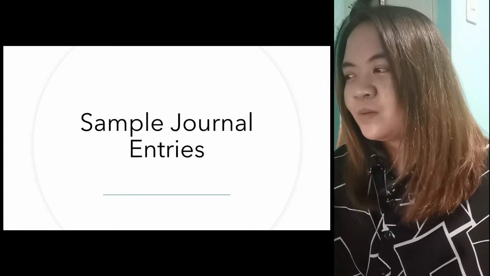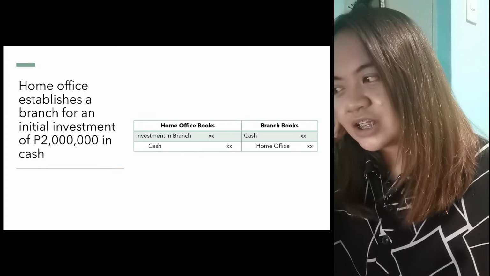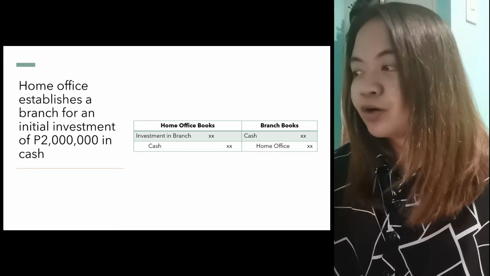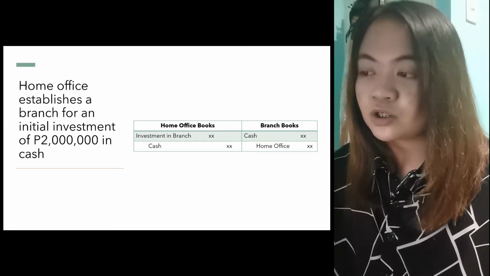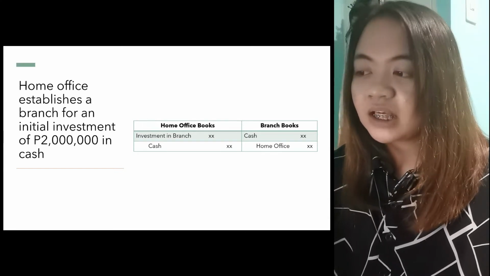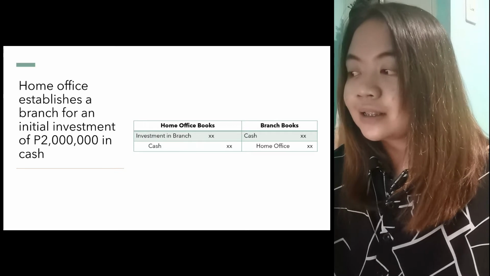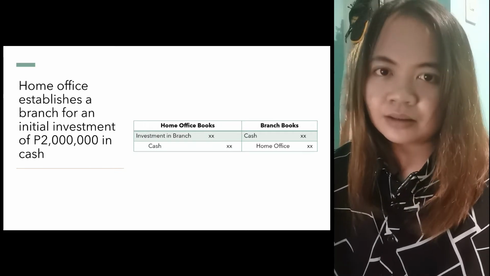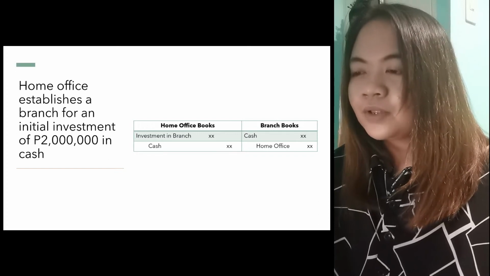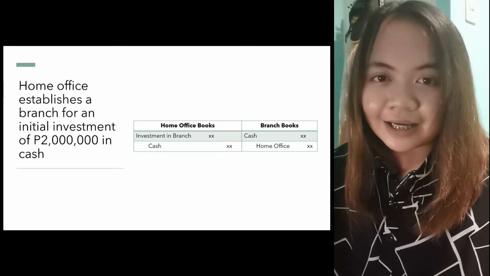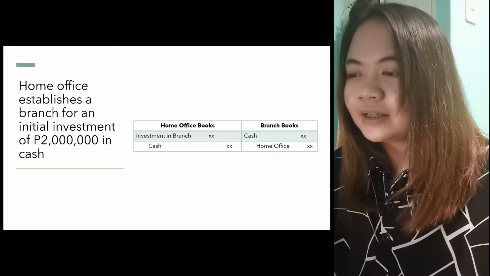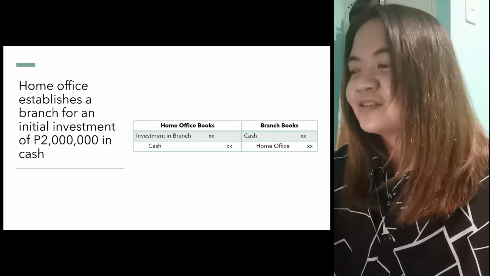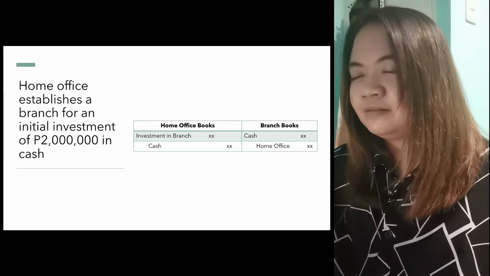Okay? Home office establishes a branch for an initial investment of 2 million in cash. Okay, paano nire-record itong establishment of a branch? Sa home office books, you debit investment in branch, you credit cash because cash yung binayad. Pag utang, ay di liabilities. For the branch, you debit cash, and you credit home office. Okay? So, yan. Dali, diba?